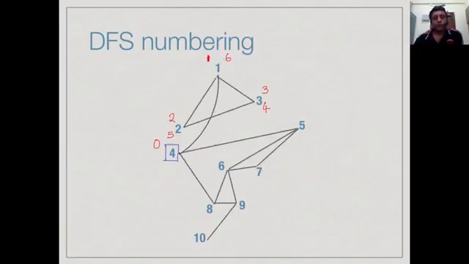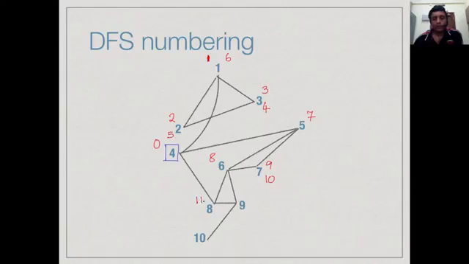Then I come back to 4, but I'm not finished with 4 because I can do 5. So I enter 5 at step 7. From 5, I enter 6 at step 8. From 6, I enter 7 at step 9. Now from 7, I can't go anywhere else, so I leave 7 and I come back to 6. Then from 6, I look further and I find 8. So I enter 8. I was at 10 at that point.